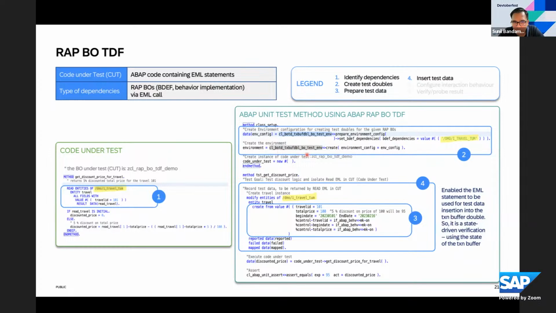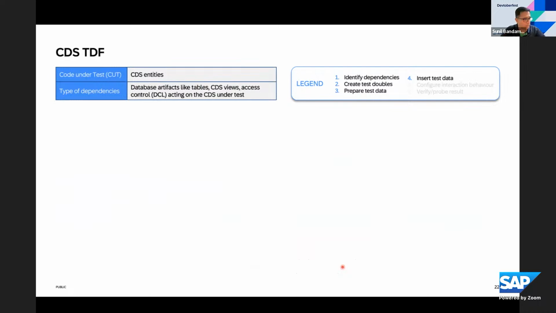Okay, now that this is there, because there is a double being created for the transaction buffer, we also allowed that you can use the modify EML statement on the travel BO, provided you already did this environment creation for this travel BO. You can use this to actually insert test data. So it's like an equivalent of insert test data. Okay, and this is the test data. You can modify the entities of this travel BO and insert the test data, and then later you can check your logic.